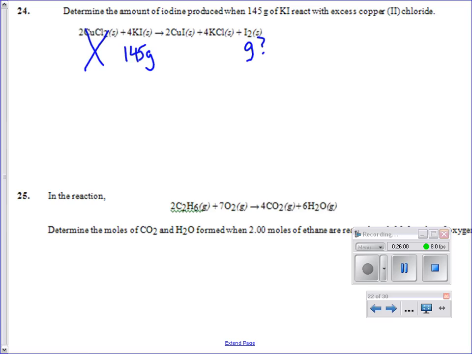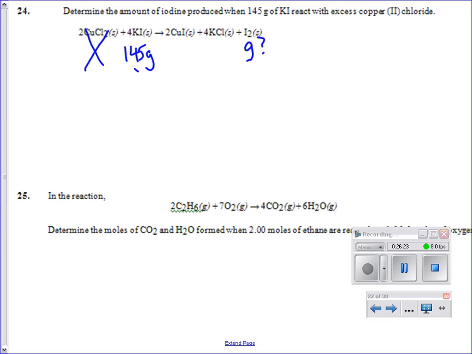Why did I write all that down? My goal when you're reading these problems is for you not to have to go back and read the problem again. By writing down what I did, you know that potassium iodide has a certain number of grams that you're starting with. You know that copper 2 chloride's in excess, and you know what you're looking for. You never have to go back and look at that problem again. In order for us to solve this, we have to do stoichiometry.